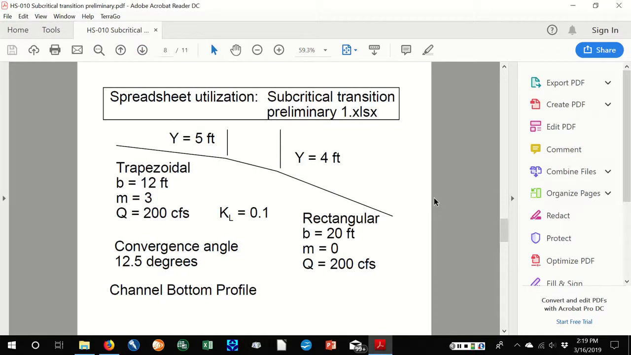Here is a profile view, which may not be correct in the transition. On the left-hand side there's a trapezoid with a bottom width of 12 feet, 3-to-1 side slopes, carrying a flow rate of 200 cubic feet per second. On the right side, there's a rectangular channel with a bottom width of 20 feet, obviously 0 side slopes, also carrying 200 cubic feet per second. The design guideline for subcritical transitions is that either the convergence or the divergence angle should be approximately 12.5 degrees.